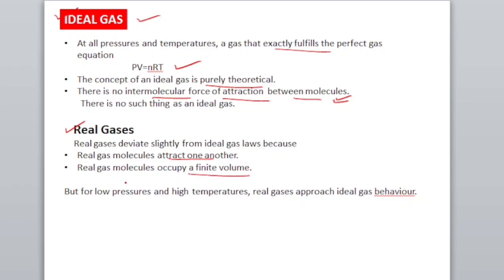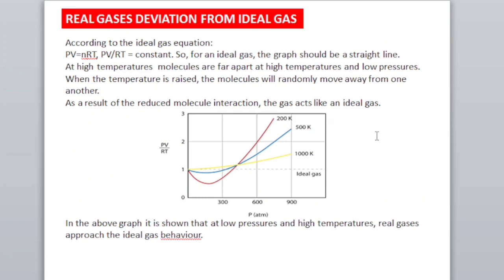But there is one condition: for low pressure and high temperature, this real gas approaches ideal gas behavior. How do you draw a graph between this ideal gas and real gas? You know the perfect gas equation: PV equals nRT, or you can write PV by RT is constant. This is the equation for ideal gas.